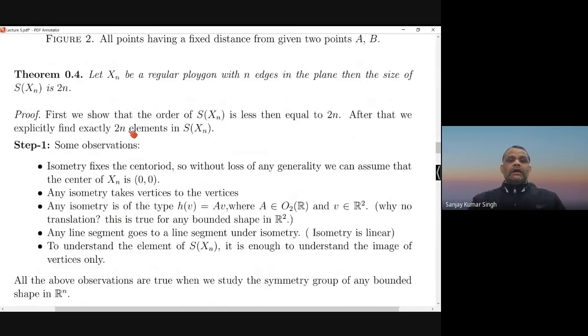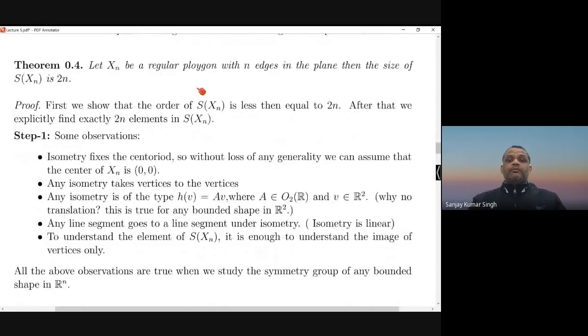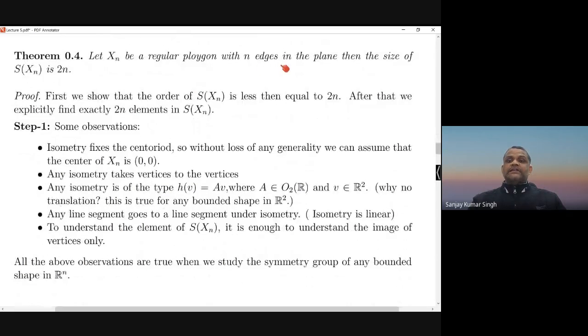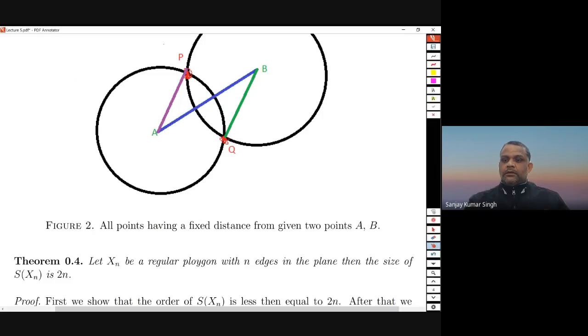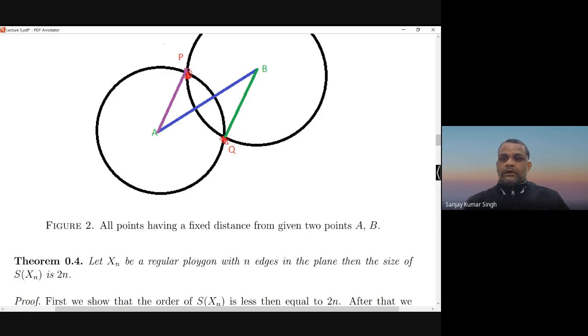So now let Xn be a regular polygon with n edges in the plane. Then my claim is that the size of this group is always 2n. That is my claim. So for example, if you take a triangle, then what is the symmetry group of this? How do you calculate the symmetry group of this object?